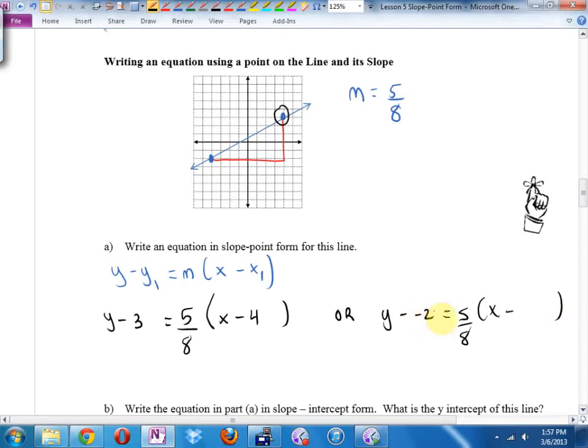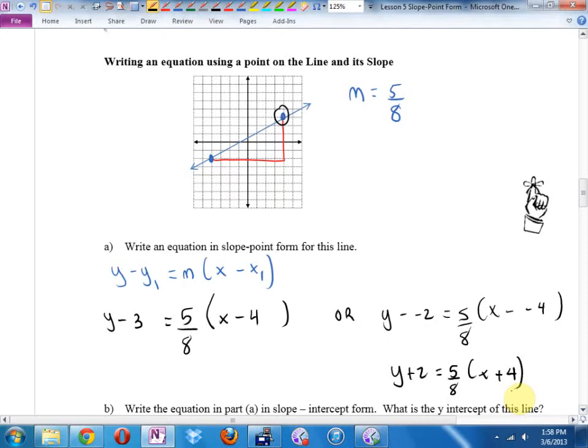That left-hand point, what's its y-coordinate? -2. The right-hand point, what's its x-coordinate? -4? You would get y plus 2 equals 5 over 8 bracket x plus 4. Those two equations are identical. Say what? They are identical. Really, Mr.? Yeah, they are. They don't look the same. Trust me, they're going to be in a second. I would take either of those answers.